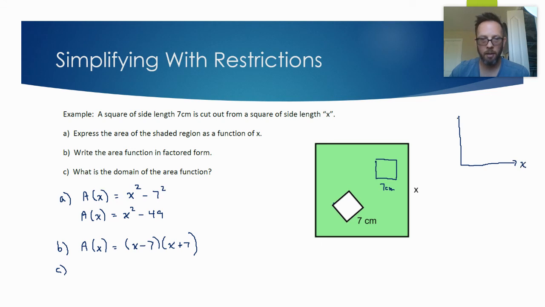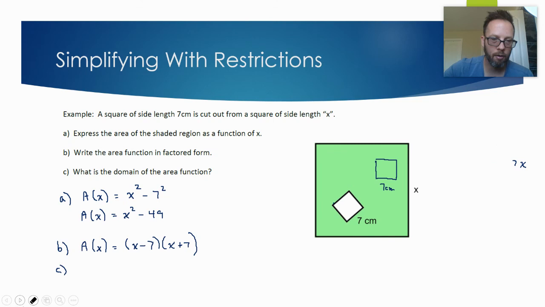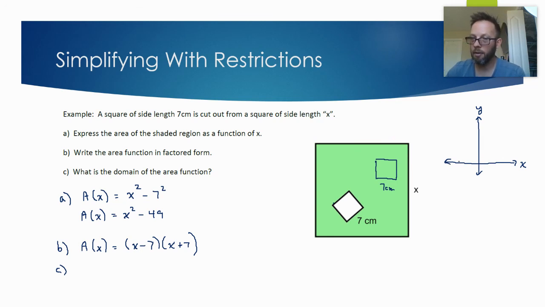So x, I might just change that up a little bit. Yeah, I will change it actually. X-axis, but I want to draw my y-axis kind of like this. So what does this function look like? X minus 7, x plus 7. So that function looks like this. If I was just to graph it, it's a parabola. It opens up, and its zeros are at -7 and +7.